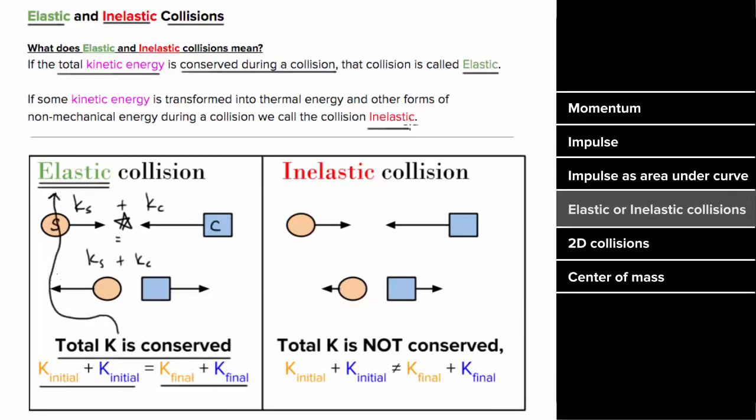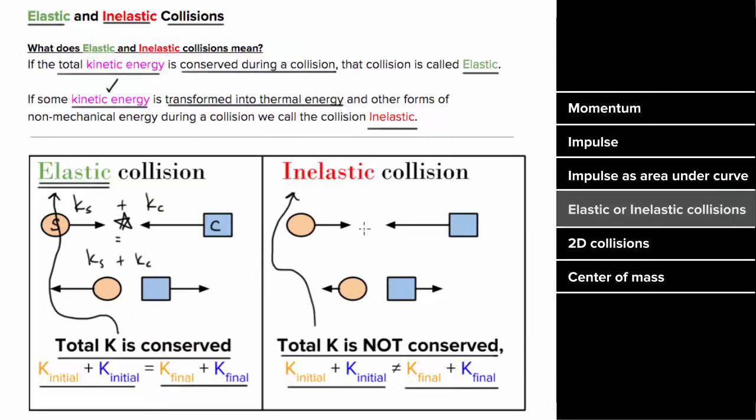For an inelastic collision, the kinetic energy is not conserved during the collision. In other words, the total initial kinetic energy of the sphere plus cube would not equal the total final kinetic energy of the sphere plus cube. Where does this kinetic energy go? Typically, in an inelastic collision, some of that kinetic energy is transformed into thermal energy during the collision.